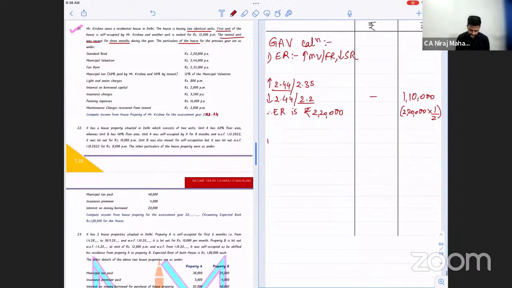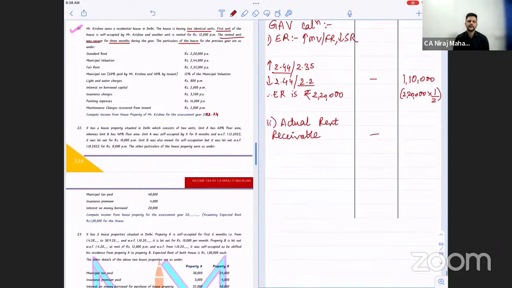Correct? Then we talk about actual rent. Now I'm using the word receivable. For the self-occupied part, obviously, I'm not getting rent. So for the let out part, how much actual rent am I getting? It was let out for 12,000 rupees, and there is a vacancy loss. So first I'll take for the entire 12 months and then I'll reduce the vacancy loss. 12,000 into 12 months. Be careful. 1,44,000. Currently, 1,44,000 is higher than 1,10,000.